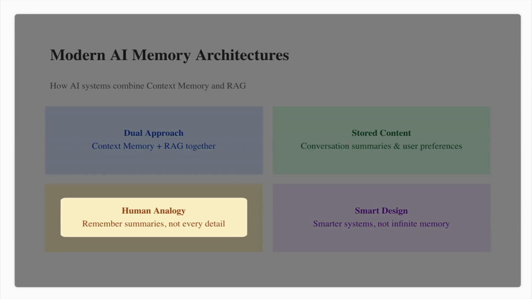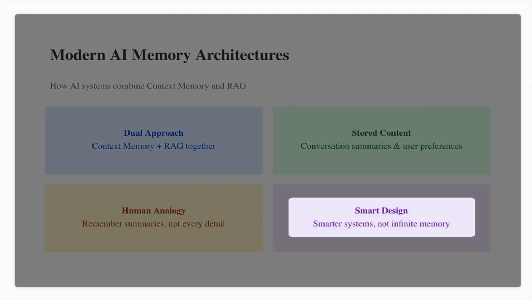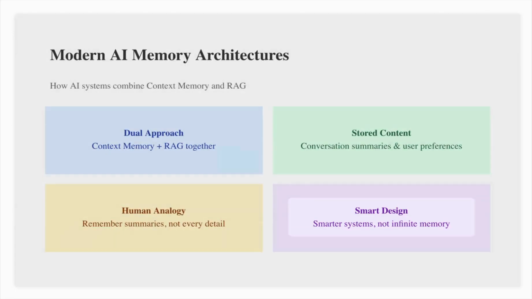Think of it like human memory. We don't remember every single detail of every conversation we've ever had. Instead, we remember the important summaries and key points. This is smart design. Rather than building systems with infinite memory, we build smarter systems that know what to keep and what to summarize. So the key takeaway here is modern AI doesn't choose between context memory and RAG. It uses both strategically to create efficient, intelligent memory systems that work the way human memory does.